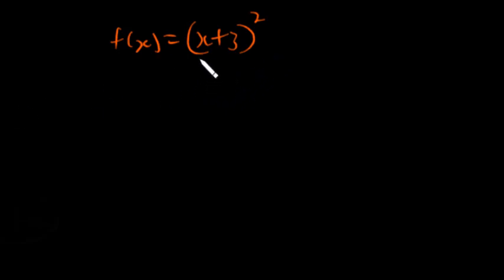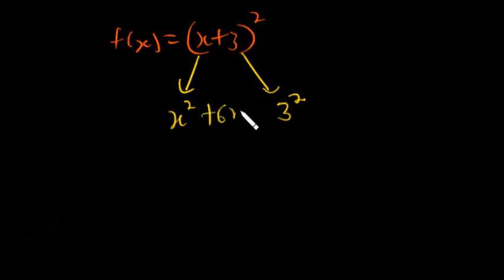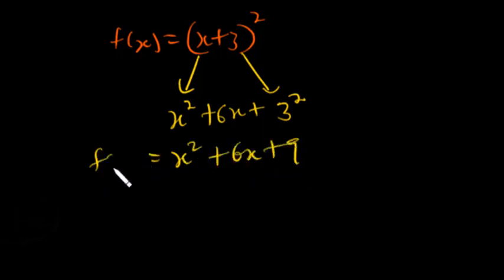So it is a binomial. I have two terms here, so I'll put the x here and square it and put the 3 here and square it, and what I have here will be 2 times 3 times x. So 2 times 3 is 6, and 6 times x is 6x. So I have x squared plus 6x plus 3 squared, so that's going to be x squared plus 6x plus 9. So that is the function f of x.